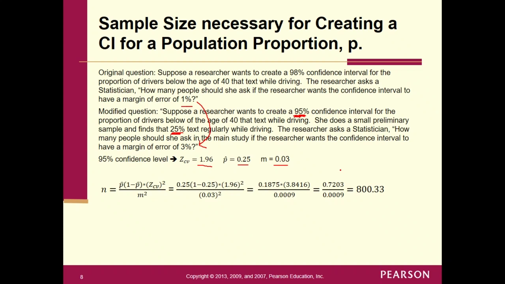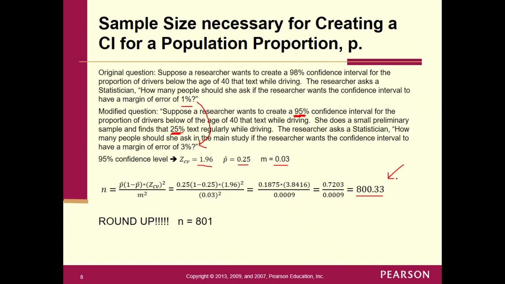We throw that into the formula, and I broke it down into pieces here, and I got 800.33. Is that our final answer? No. Our final answer is not 800.33, because sample size cannot have a decimal. It has to be a nice whole number, and this is the absolute minimum that we need. So we're going to have to round up. What are we going to round up to? 801.